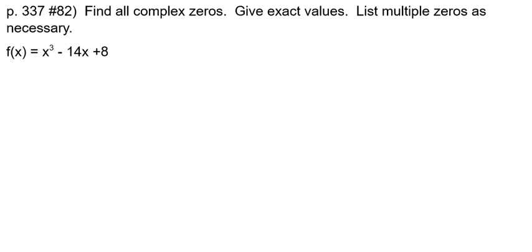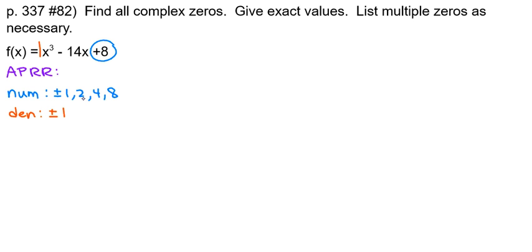First thing I want to do, even though it doesn't say we need to, is to make the APRR list, because that will tell us what our potential rational roots are. So look at the constant 8, list all of its factors, plus or minus 1, 2, 4, and 8. Those are the potential numerators of our rational roots, and then the leading coefficient is 1. So list all the factors of 1, plus or minus 1. And those are all the potential denominators. So those numerators over those denominators give us the list plus or minus 1, 2, 4, and 8. And those are the potential rational roots for this problem.